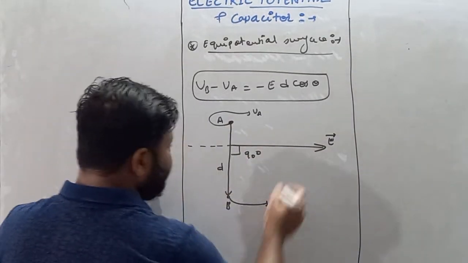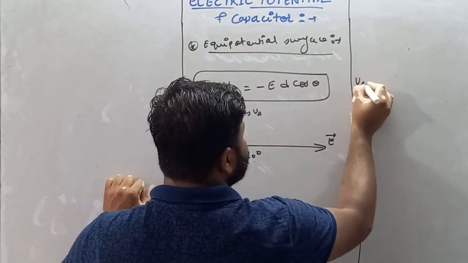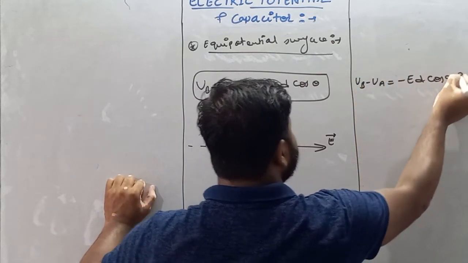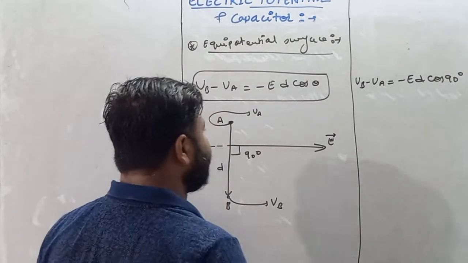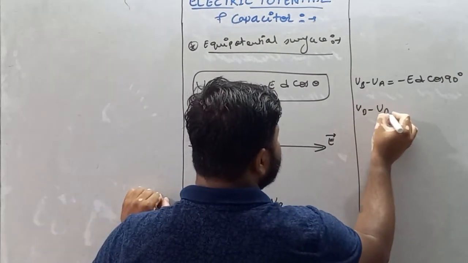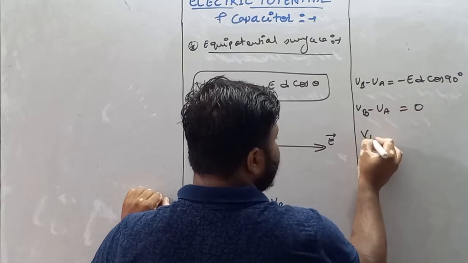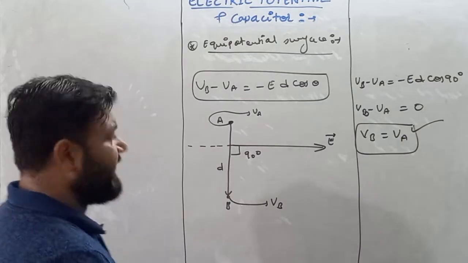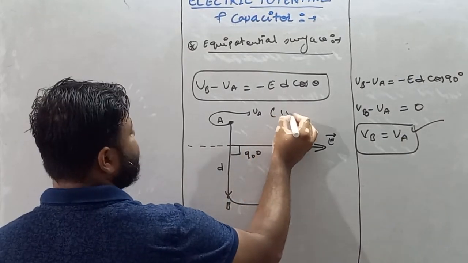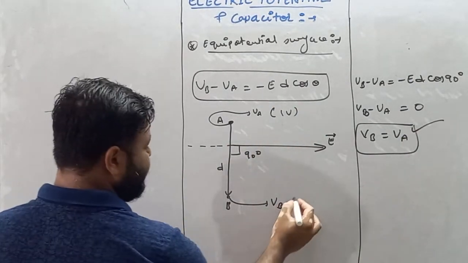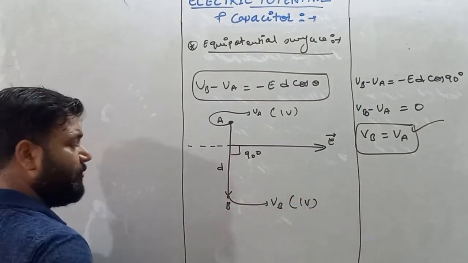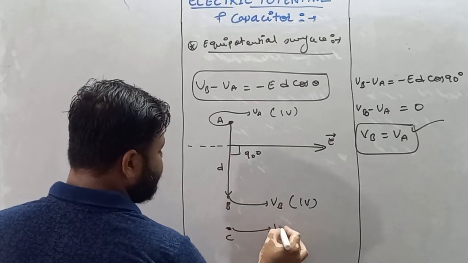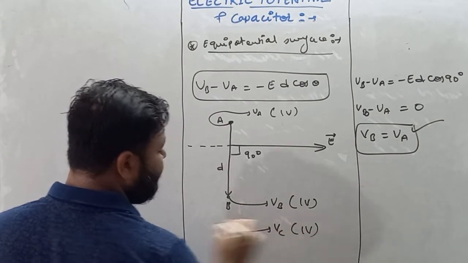So if electric field and displacement are at 90 degrees, then VB minus VA is equal to minus ED cos 90, and we know that cos 90 is nothing but 0. So VB minus VA becomes equal to 0. So VB is equal to VA. It implies that if potential at point A is 1 volt, then potential at point B is also 1 volt, and if I take another point, let's suppose C, then C also has a potential of 1 volt.